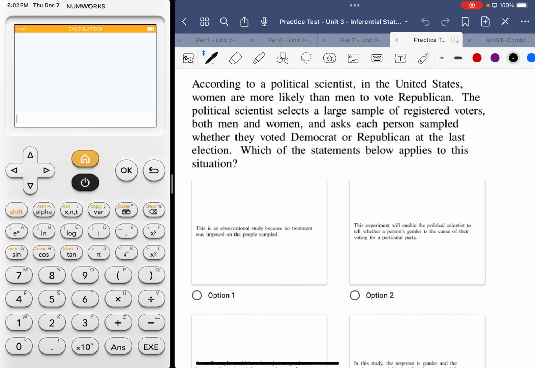According to a political scientist in the United States, women are more likely than men to vote Republican. All right, it's an academic problem. I don't honestly know if that's true. The political scientist selects a large sample of registered voters, both men and women, and asks each person sampled whether they voted Democrat or Republican in the last election. Which of the following statements applies to this situation?